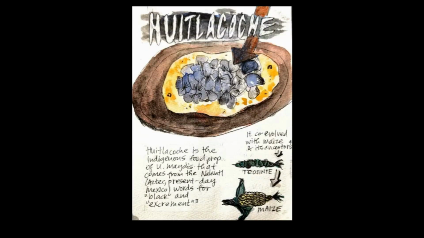So Ustilago maydis is also known as huitlacoche. It's an indigenous food preparation. It comes from two Nahuatl words for black and excrement. It co-evolved alongside corn and also its ancestor teosinte.